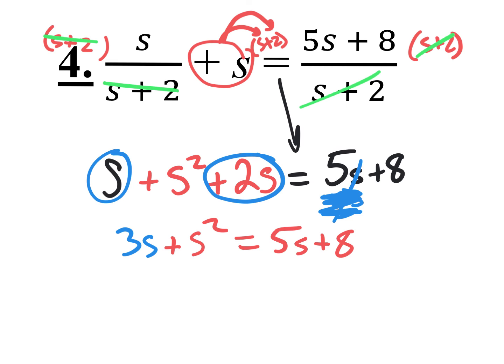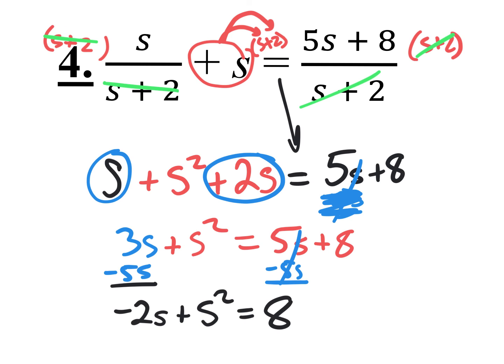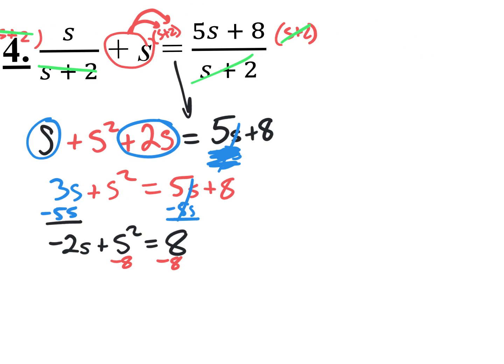Okay, I just rewrote it. Now let's move the 5s over. Subtract 5s. Subtract 5s. That'll leave us with a negative 2s plus s squared equals 8. Move the 8 over by subtracting 8 and subtracting 8. You can't really subtract it from the s's, but you really will have your quadratic equation that reads s squared minus 2s minus 8 equal to 0.